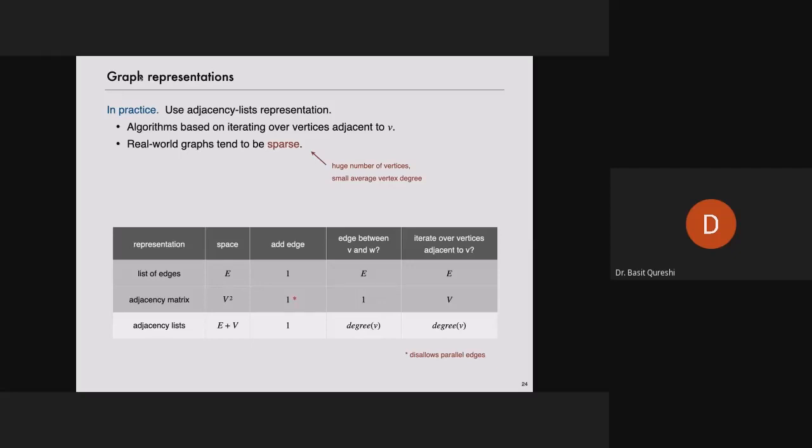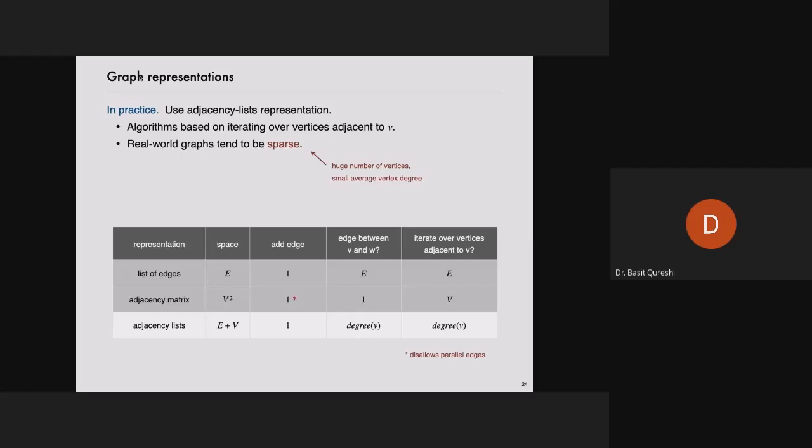If I want to insert an edge, all of them have constant runtime. So inserting an edge is constant. If I want to search if there's an edge between 2 vertices, for the edge list the runtime would be E, which is the maximum possible time, the number of edges. Adjacency matrix was really cool, it was fast, the runtime was constant. But for adjacency list, we can say degree of V.